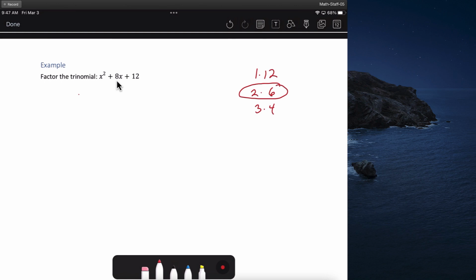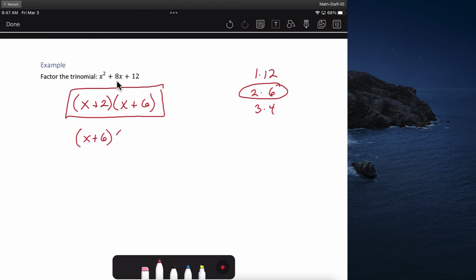So we can set up our parentheses, x plus 2 times x plus 6. And we have the factored form of the trinomial. Now we could also put this as x plus 6 times x plus 2. Since multiplication is commutative, the order does not matter there.